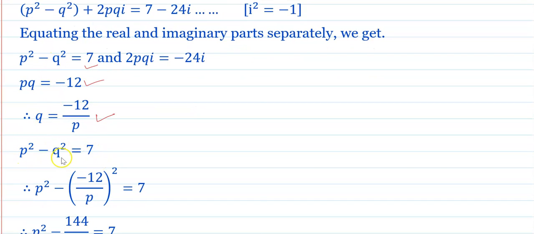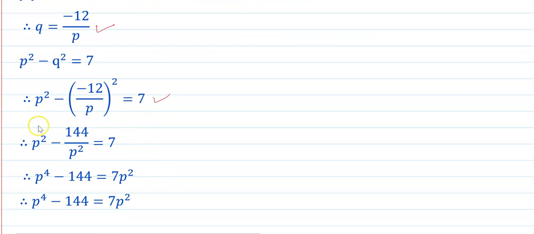That is, p square minus q square is equal to 7. Substituting the value of q as minus 12 upon p, we get p square minus (12 upon p) whole square equals 7. Now p square minus 144 upon p square is equal to 7. Multiply the whole equation by p square, then you will get p raised to 4 minus 144, and 7 into p square gives 7p square.